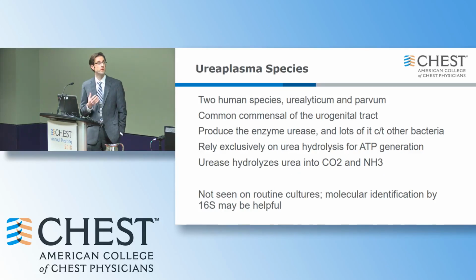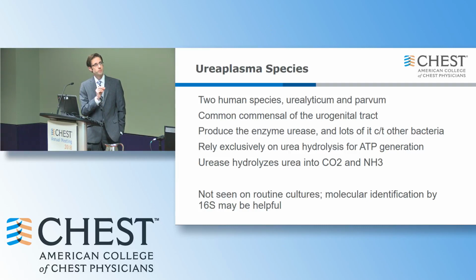So ureaplasma species, what do you need to know? There are 2 human species, urealyticum and parvum. Both have been implicated in the syndrome. It's a common commensal of the urogenital tract. About 2/3 of humans carry this. This species produces the enzyme urease, and a lot of it, much more than any other bacteria, because they rely exclusively on urea hydrolysis for ATP generation. And when urease hydrolyzes urea, the products are carbon dioxide and ammonia, and that's where the ammonia comes from.